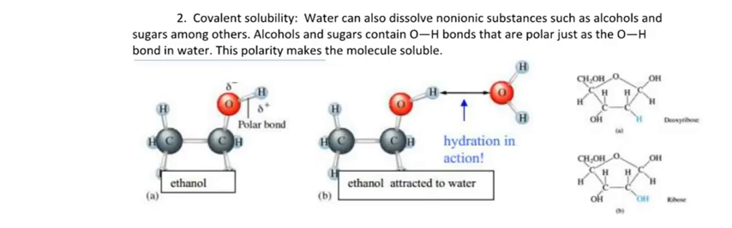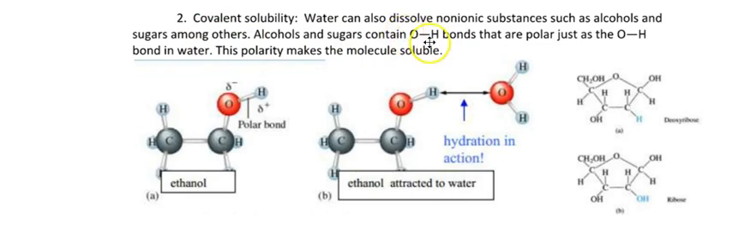We have something called covalent solubility. This is why your alcohols and your sugars and things like that will dissolve. It's still the idea of polar, partial charges, and again, opposites attract. If you have two polar molecules, there's going to be a partial positive and a partial negative on each molecule, and they will be attracted to another polar molecule. It says water can also dissolve non-ionic substances such as alcohols and sugars, among others.